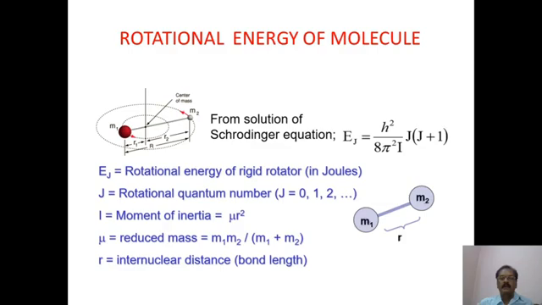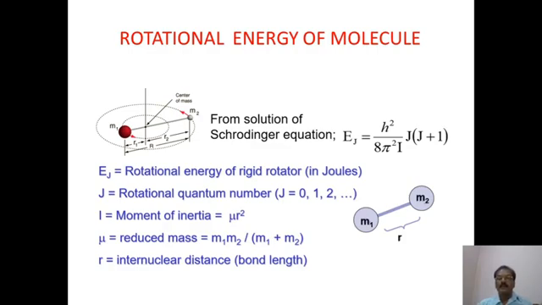Let us study the rotational energy of the molecule. When a molecule is under rotation, that molecule always possesses a certain amount of energy. The energy of a rotating molecule is given by the equation. That expression was obtained from quantum mechanics by solving the Schrodinger equation.